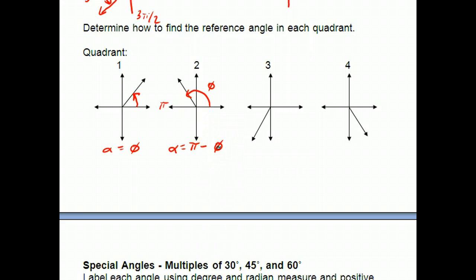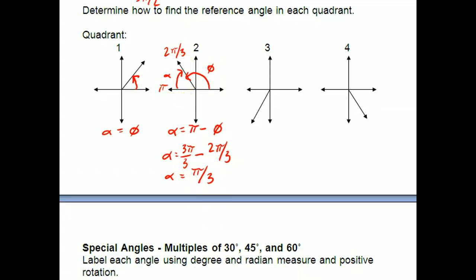Okay, so for example, if I had an angle of 2 pi over 3, and I wanted to write what my reference angle is, I know that theta is equal to pi. Now pi is the same as 3 pi over 3. 1 pi, right? 3 over 3 is 1. So I'm going to subtract my original angle, 2 pi over 3, and that leaves me with a reference angle of pi over 3. Okay, so that nice, neat little reference angle fits in here, pi over 3.